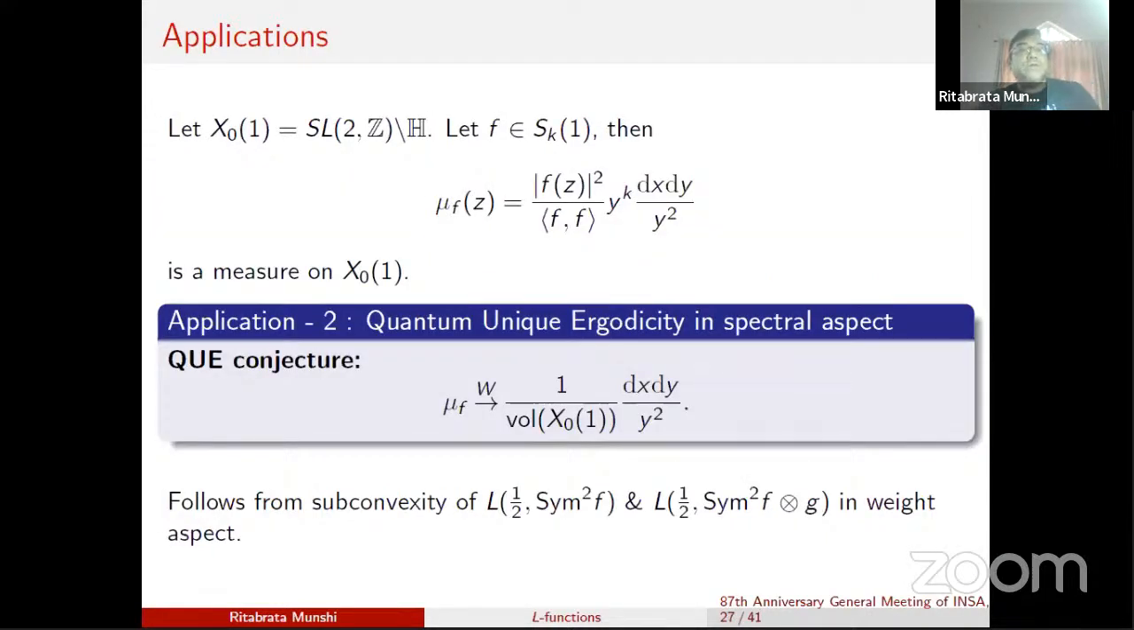And here's another application. If you're interested in quantum chaos, take X(1), the modular curve, and take any modular form of weight k, level 1. Then you can associate a measure on the modular curve X(1), and you are interested to find out what happens to this measure as the weight k tends to infinity. The conjecture says that it converges weakly to this nice measure, and this is called quantum unique ergodicity. The limit is known to be this, but what we don't know is how fast it converges to this limit. That would follow if you get some subconvex bound for this kind of functions.